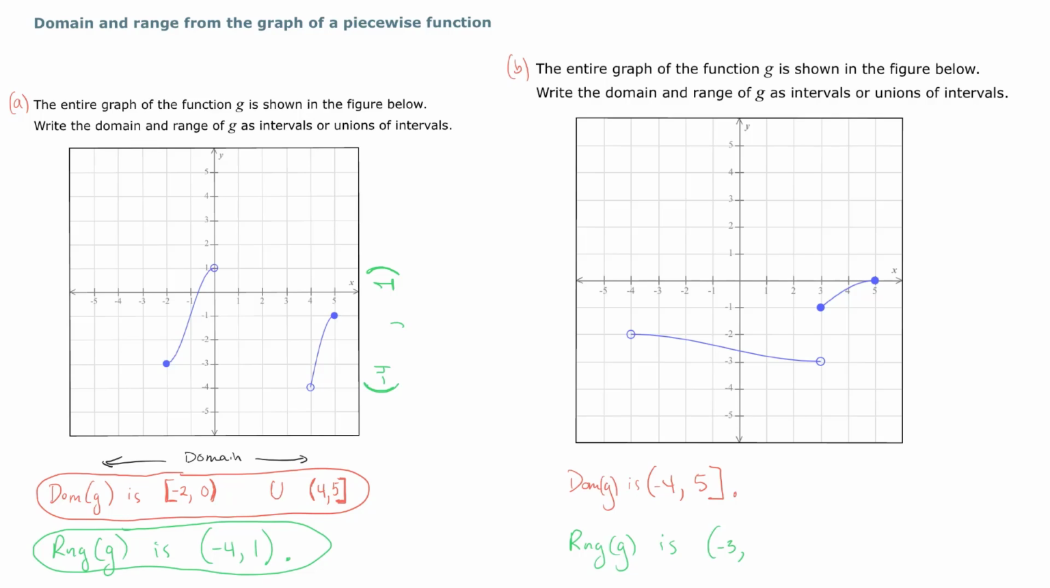Another hint for you guys is that when you do the range, you're reading from the bottom all the way to the highest possible y value. In this case, for example B, the highest possible y value is actually 0.